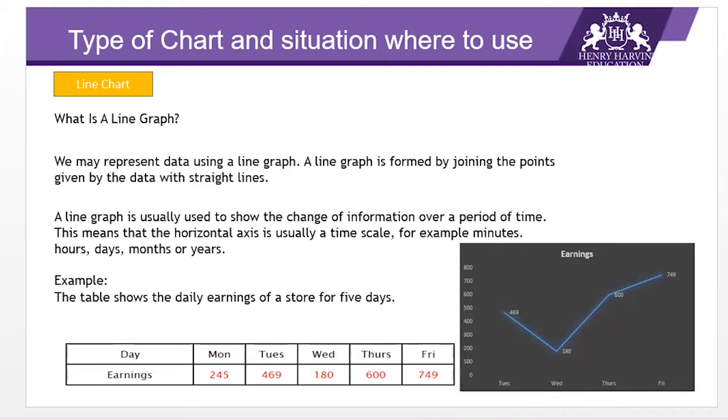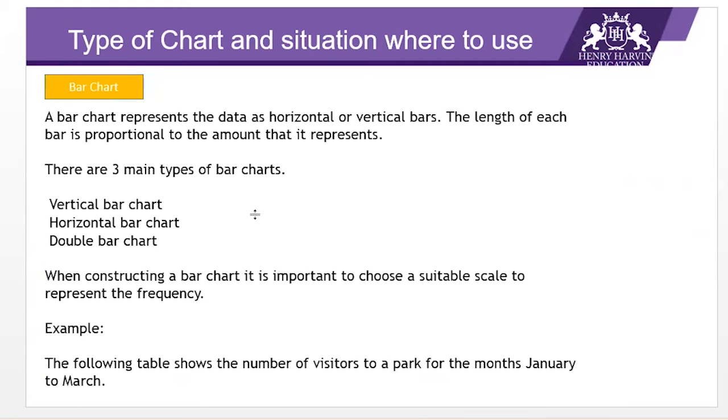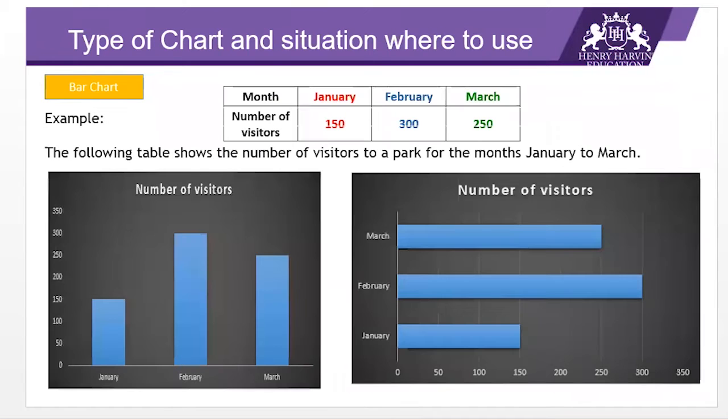So now let me go back to my bar chart. Guys, what is bar chart? Bar chart is nothing but horizontal version of column chart. All right, and there are three types of bar chart: vertical bar chart, horizontal bar chart, double bar chart. So now this example I have created for you, the table from January to March. So you can see this table where we have number of visitors. So if you have to showcase this on a bar chart, guys, how can you show? Let me tell you one example.